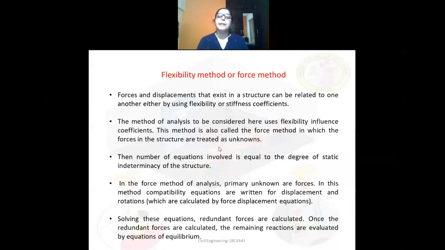In this method, compatibility equations are written for displacements and rotations. These displacements and rotations are calculated with the help of force displacement equations. So solving these equations, redundant forces are calculated. Once we know the redundant forces, the remaining reactions are evaluated with the help of equations of equilibrium.